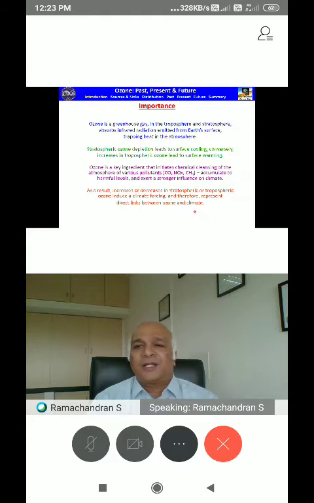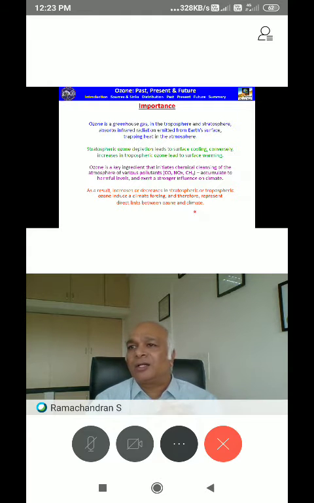Now, there is another confusion or dilemma: whether ozone is a greenhouse gas. The answer is yes, ozone is a greenhouse gas both in the troposphere and the stratosphere because it does absorb the infrared radiation emitted from the Earth's surface. So ozone does trap heat in the atmosphere.